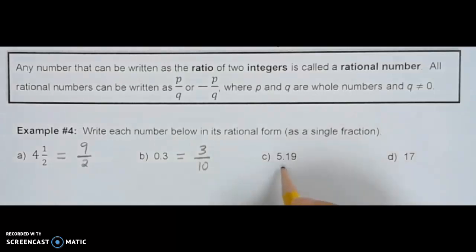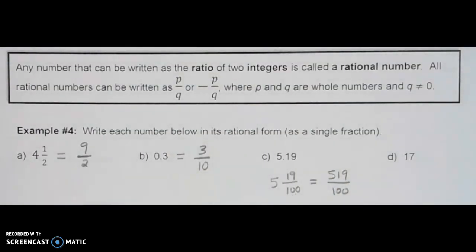In letter C, this is 5 and 19/100ths. There are 2 decimal places, which is the hundredths place value. So again, I can write this as a fraction, 5 and 19/100ths. Okay, but now this looks like how letter A looked. It's a mixed number. We want to write it as a single fraction. So again, we're going to keep the denominator of 100. To get the numerator, you do the denominator times the whole value, and then add the numerator. 100 times 5 is 500. 500 plus 19 is 519. 519/100ths.